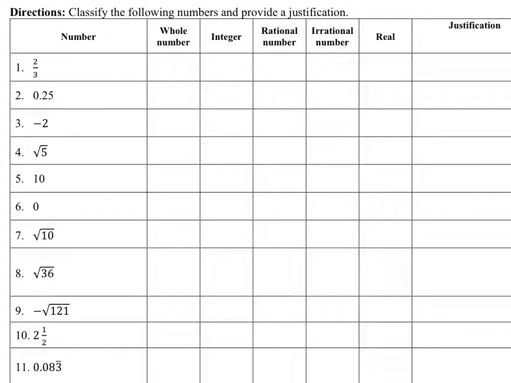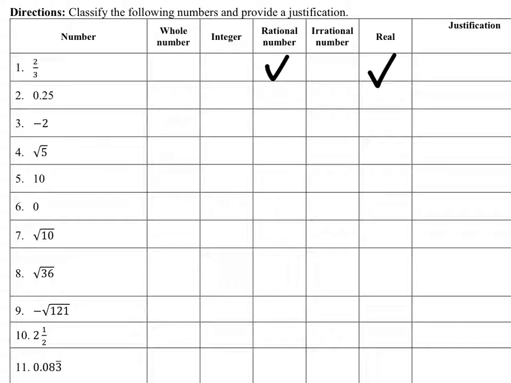Classify the following numbers and provide a justification. So it is a big chart, but all we've got to do is put check marks in whatever classifications these are. 2/3, for example, is not a whole number or integer. It is a rational number. Is it irrational? No, because it's rational. Is it real? Yes, it does exist. The justification is because it's rational. Well, I guess it's a proper fraction.